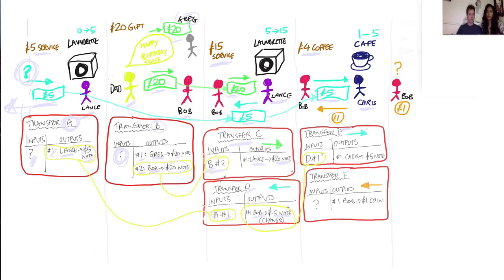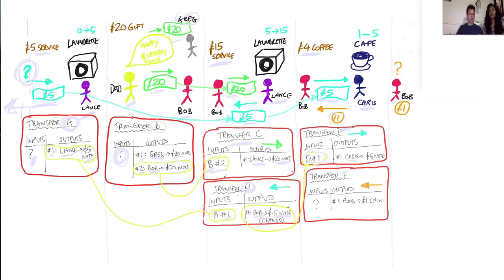He references the output that was responsible for putting that £5 note in Bob's hand, which was transaction D, output number 1, where Bob received £5 change from the laundrette. So we reference that output and say this output allows us to pay Chris the same £5 note. And then in return, again, this is the change.